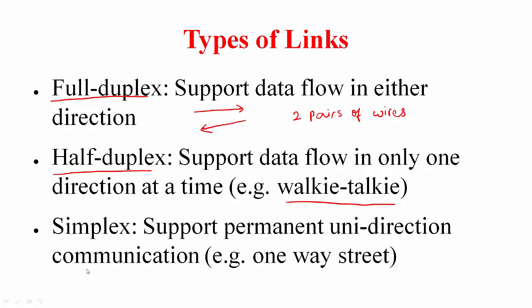Now in simplex links, you support unidirectional communication permanently. In other words, you cannot have data flow in from the other direction. This is not permitted. You only permit data flow in only one direction. The way to relate to them is through a one-way street.